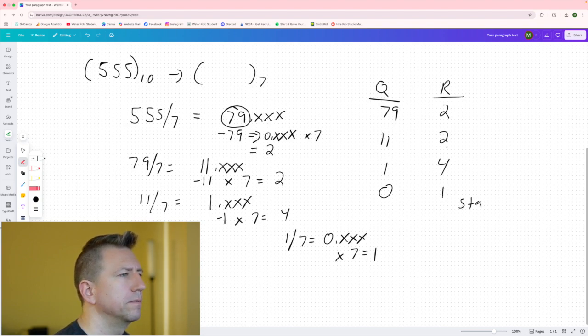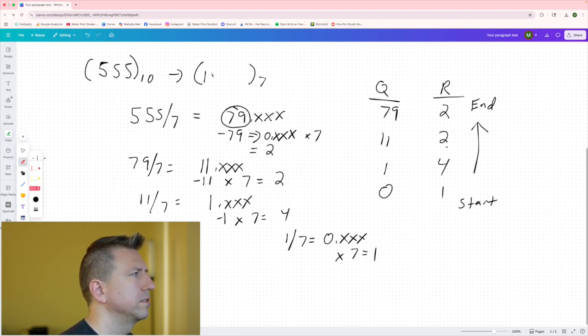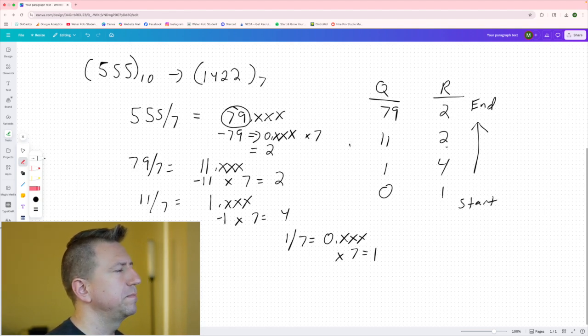Remember that we read from the bottom up. So reading in this direction, we have 1, 4, 2, 2. So 1, 4, 2, 2, base 7. So 555 base 10 is 1, 4, 2, 2 base 7.